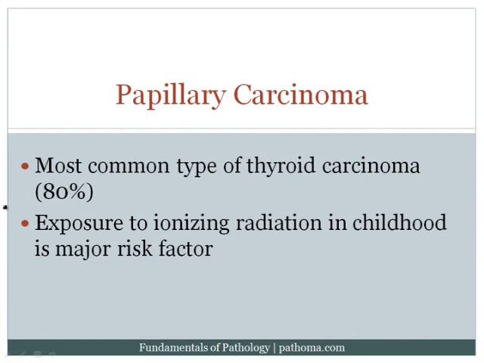Moving on to carcinoma, there's 4 types, and you need to spend a couple moments to burn this into your mind. Papillary, follicular, medullary, anaplastic. It's worth repeating this over and over again until you memorize it. Papillary, follicular, medullary, and anaplastic. And so papillary carcinoma is the most common type of thyroid carcinoma, representing 80% of thyroid carcinoma.